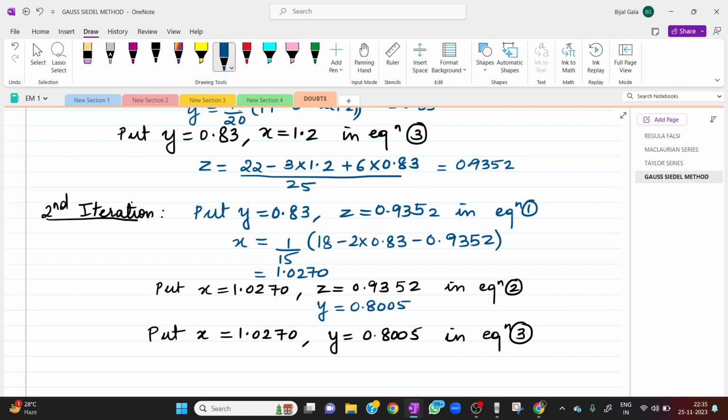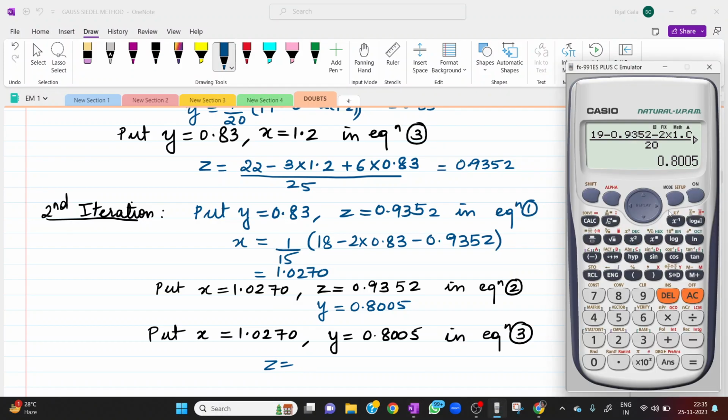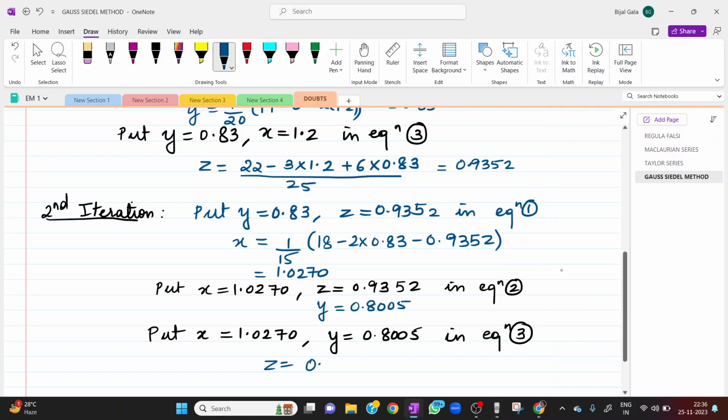So let's calculate z again using the history from calculator. Z had denominator 25 here. This was 6 times y, so 0.8005, and this is x that is 1.0270. So that's 0.9489. Okay, so let's move to the next one.